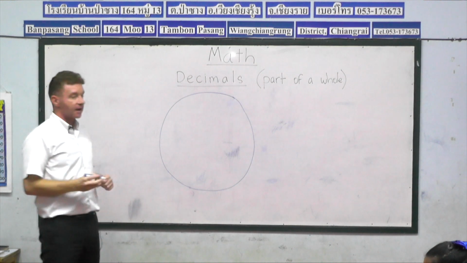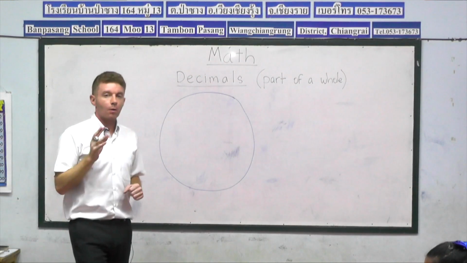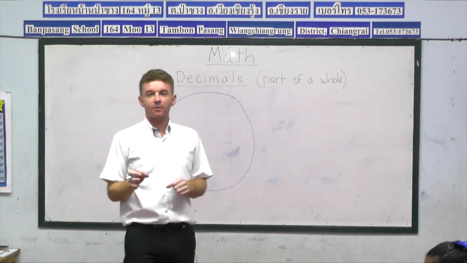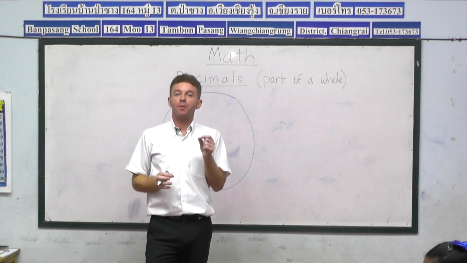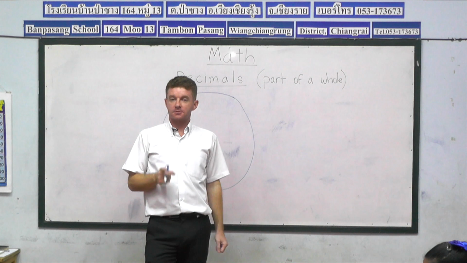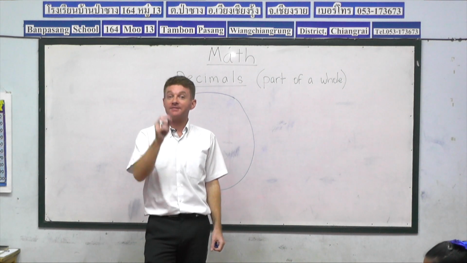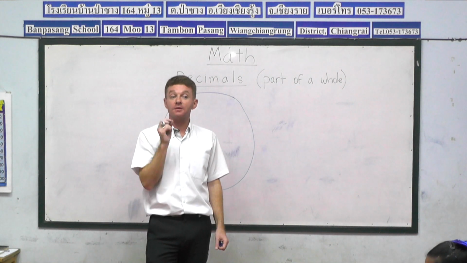Okay, guys, so now we have our circle. Now, when dealing in decimals on a very basic level, we will always be looking in parts of 10. So what we're going to do for this exercise is divide our circle into 10 parts.